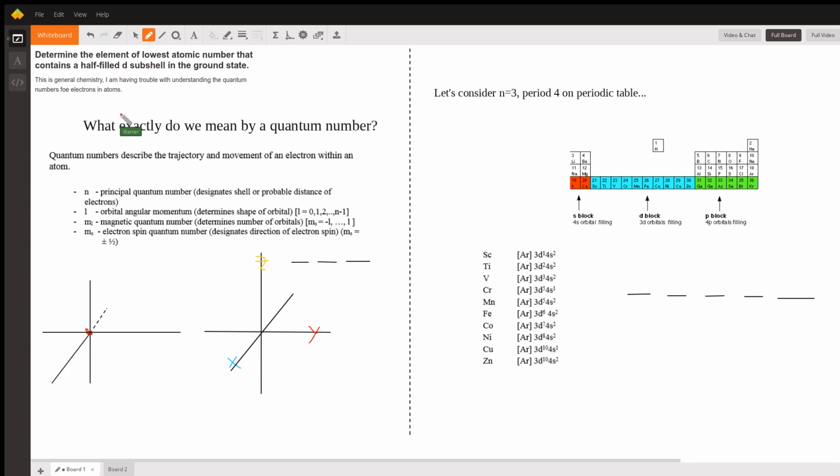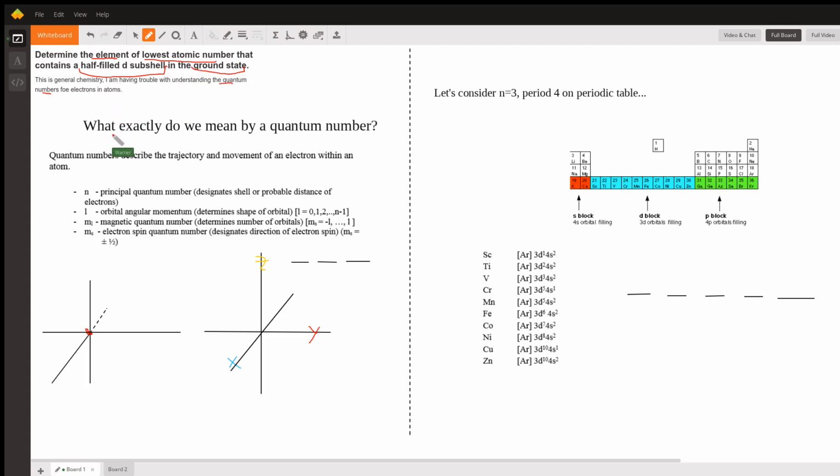Let's start by reading the question and underlying key details that are going to help us answer the question. So we're trying to determine the element with the lowest atomic number that has a half-filled d subshell in the ground state. And the student has a problem understanding the quantum numbers of electrons in atoms.